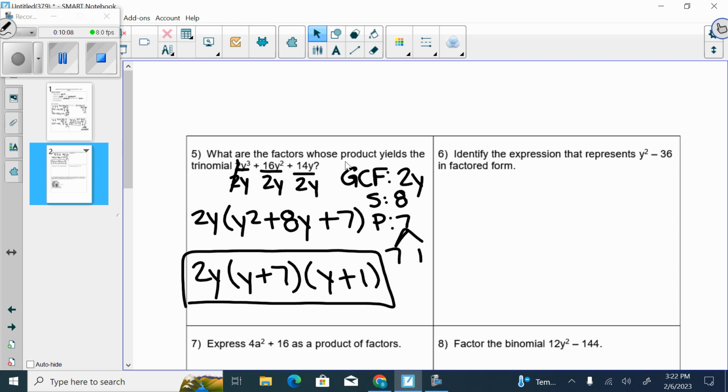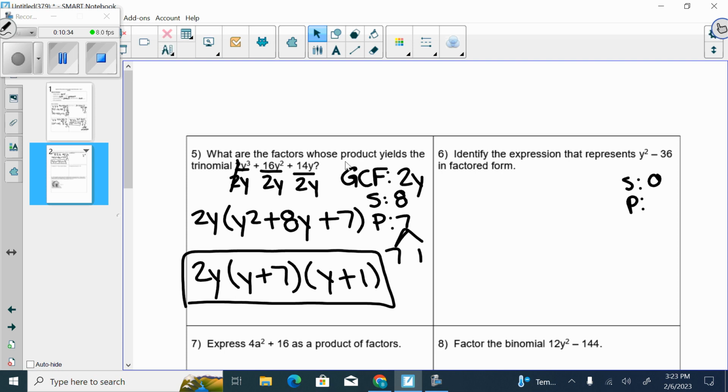All right. Number 6. Again, it just wants the answers, it says, in factored form. So even though it asks it in a different way, we're still doing the same thing. What do I look for first? Does this one have a GCF? Okay, so I just look for sum and product. What's my sum? 0, right, it's not there in the middle.